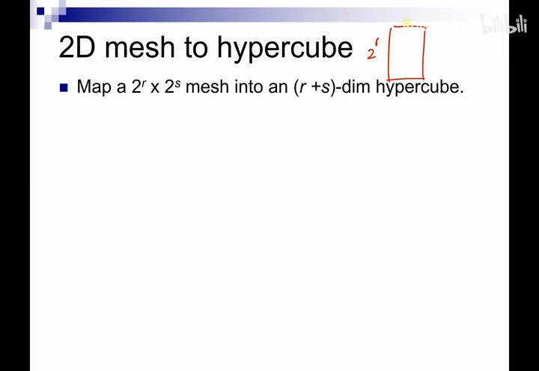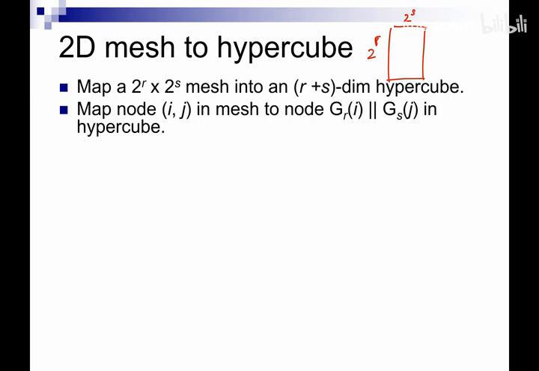So you have 2^r rows, let's say, and 2^s columns. Then in total you have 2^(r+s) nodes in this mesh. And so we're going to try to map this into an (r+s)-dimensional hypercube, which also has the same number of nodes.